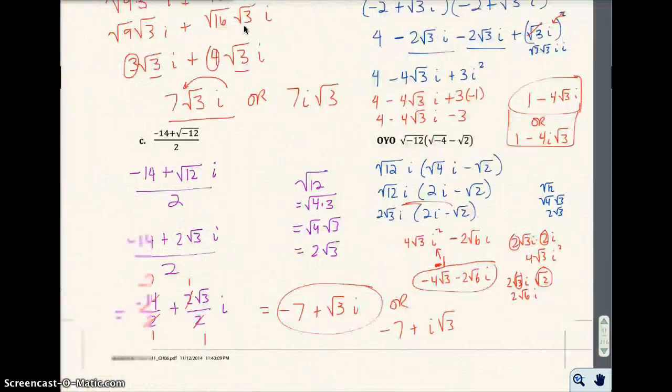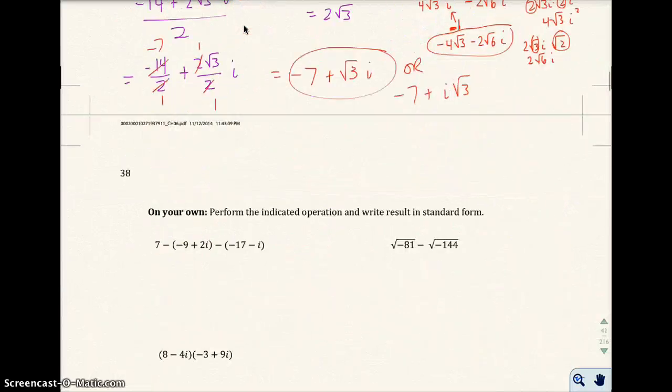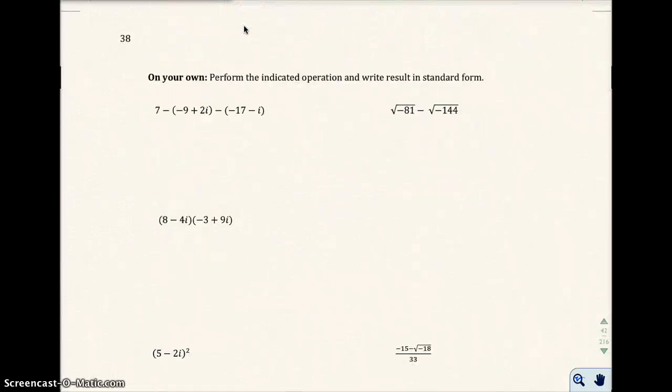So on the next page, on page 38, I have a bunch of problems to do on your own. I'm going to pause the video, and I want you to pause the video too. When you replay the video or hit play, all the answers should be on there. If you can do all these problems, then you're good to go in this section. Go ahead and pause the video.